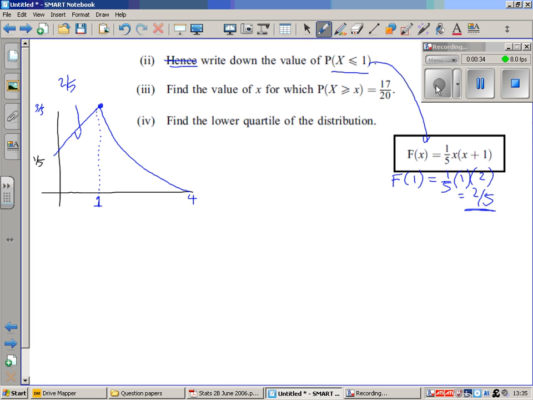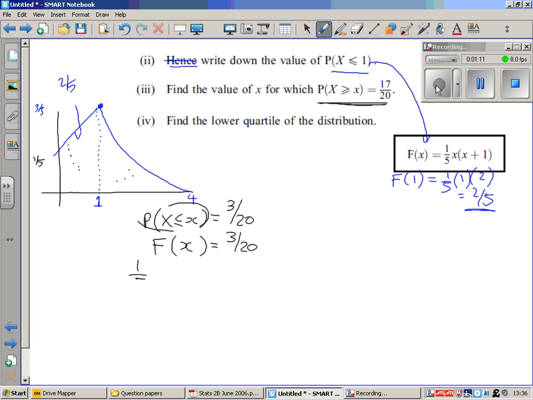It's now asking us, for lots of marks, to find the value which 17/20ths of the data is more than. That'll be complicated because it'll be a bit of this bit here and then a bit of that bit there. So we turn it round and say, let's find the probability that x is less than x is equal to 3/20ths. Let's look at what the left side is, because then we know it's in this bit here. Well, this, again, is just f of x. So we want f of x is 3/20ths.